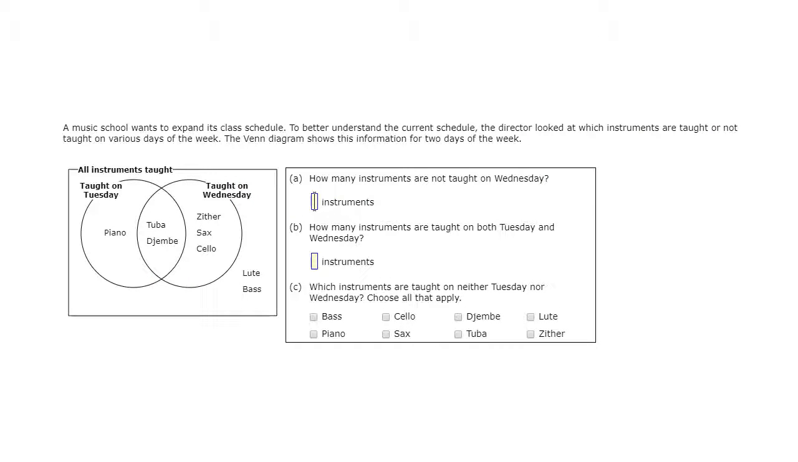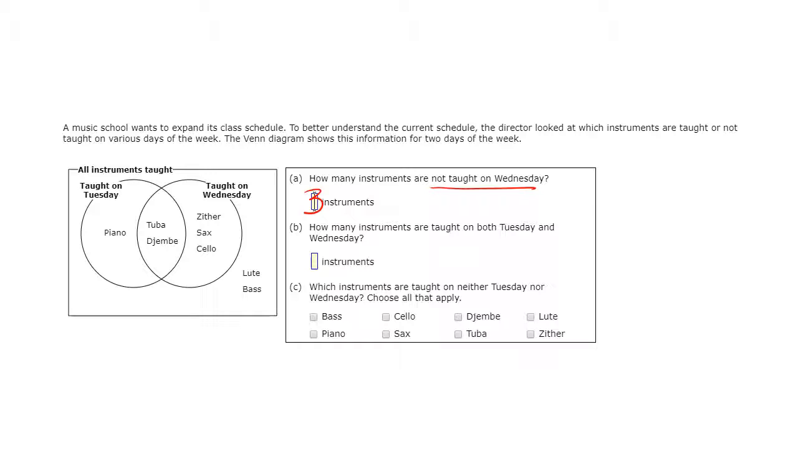Now in this example, we have a survey and a schedule of musical instruments that are taught on certain days. Question A says, how many instruments are not taught on Wednesday? Well, these are all of the instruments taught on Wednesday. The instruments not taught on Wednesday would be piano, lute, and bass. So there would be 3 instruments not taught on Wednesday.